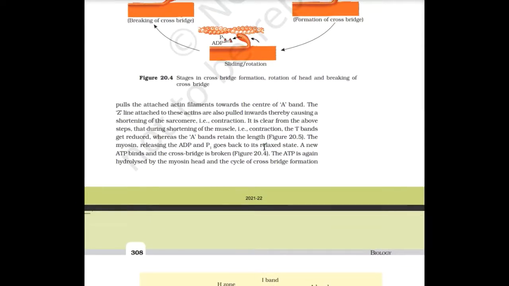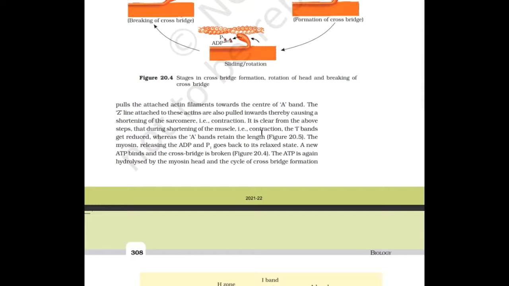This pulls the attached actin filament toward the center of the A band. The Z lines attached to these actins are also pulled inward, thereby causing a shortening of the sarcomere. That is contraction. It is clear from the above steps that during shortening of the muscle, that is contraction, the I bands get reduced whereas the A bands retain their length.